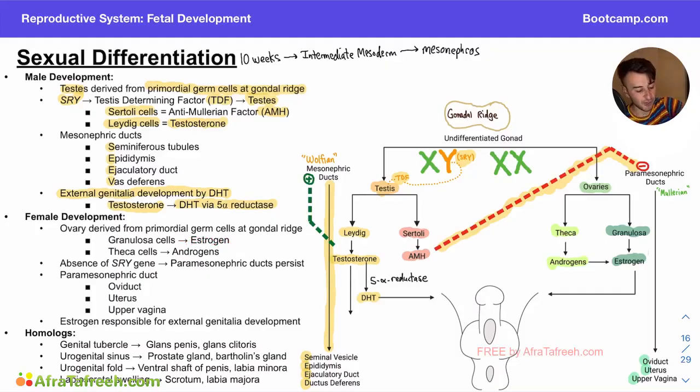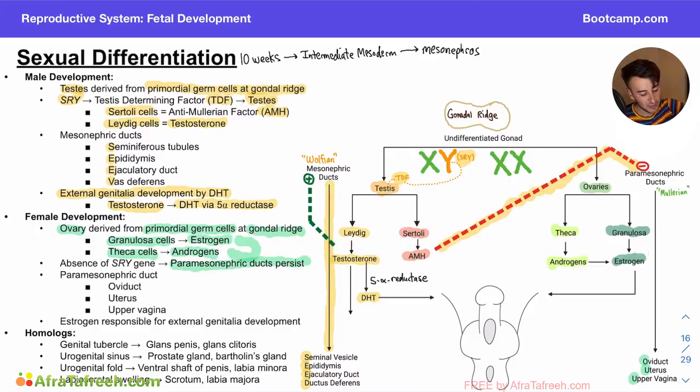But let's review over our bullet points. So we talked about ovaries coming from the primordial germ cells of the gonadal ridge, and it's our granulosa cells that make estrogen. Our theca cells are going to make androgens, which are eventually going to turn into estrogen, and it's our absence of the SRY gene that allows the paramesonephric ducts to persist, and this was because we never got down to our Sertoli cells with AMH, so we allowed those ducts to persist.